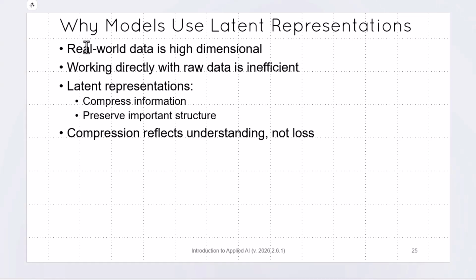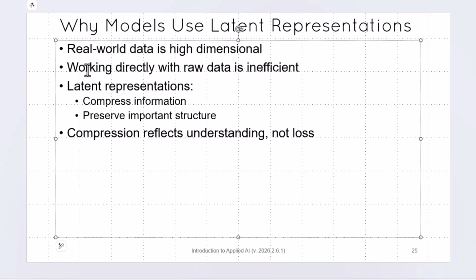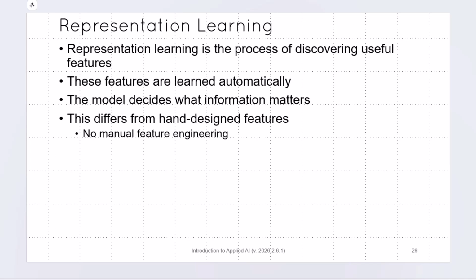Okay, so real world data is high dimensional, and working directly with the raw data is inefficient. Latent representations compress the information and preserve important structure. The compression reflects understanding, not loss. So representation learning is the process of discovering useful features. Those features are learned automatically. Again, they're not pre-described or prescribed like we would as humans, purple, bent, circular, things like that. The model decides what information matters. This differs from hand-designed features, as mentioned. No manual feature engineering.